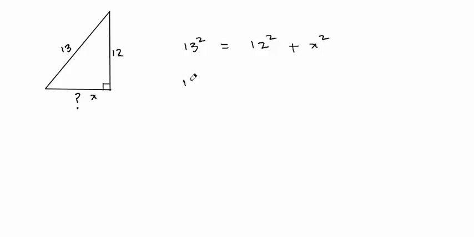13 squared is 169, and that's equal to 12 squared, which is 144, plus x squared. Take the 144 to the other side, meaning subtract 144 from both sides. You get 25 is equal to x squared, which means x is such a number that you multiply with itself to get 25. So what's x? X obviously is equal to 5.